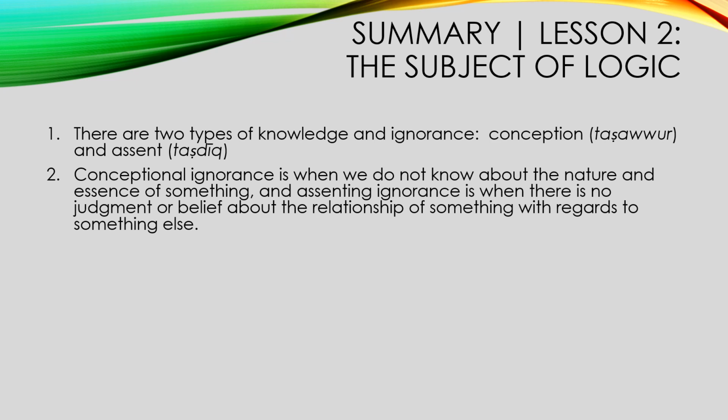Number 2, conceptual ignorance is when we do not know about the nature and essence of something, and assenting ignorance is when there is no judgment or belief about the relationship of something with regards to something else.